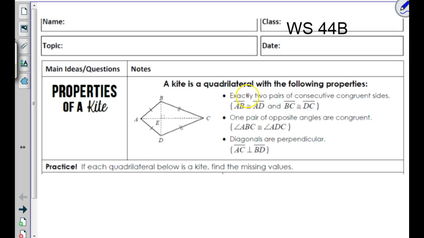All right. A kite is a quadrilateral with the following properties. Exactly 2 pair of consecutive sides. So here and here are equal. And these two are equal. There is one line of symmetry on a kite, it would be here.